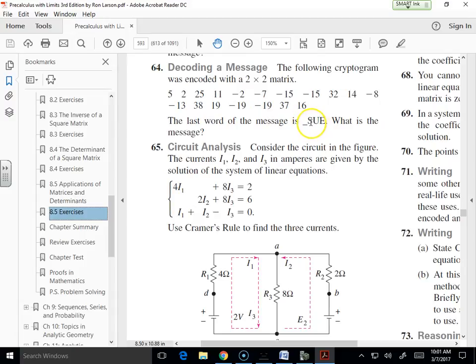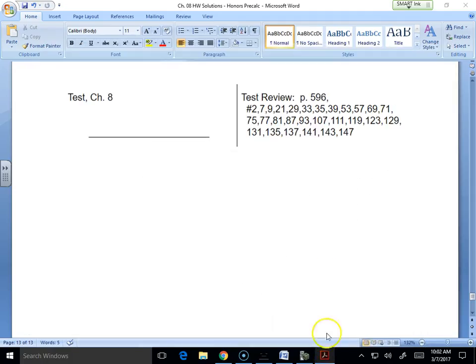Hey, in your alphabet-y thing, what's S? Is that 25? No, it's not right. 19. Space is 0. S is 19. U is what? 21. And E is 5. I know that one. So what's going on in the answer key?